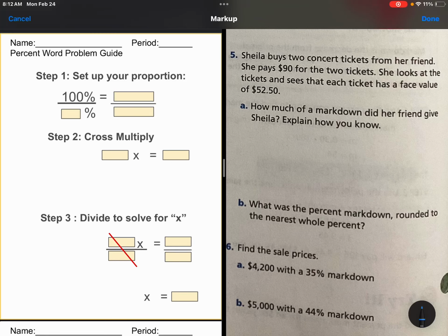Okay, so page 176, my bad. Question number 5. We're dealing with a markdown problem here.